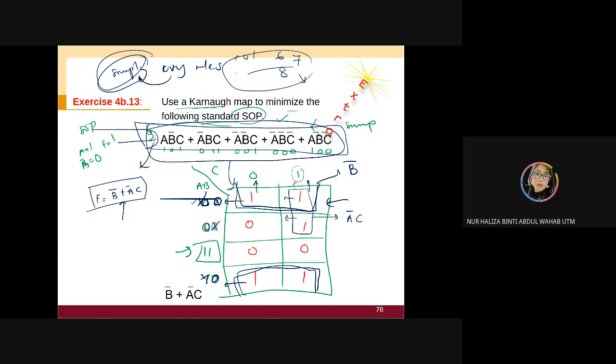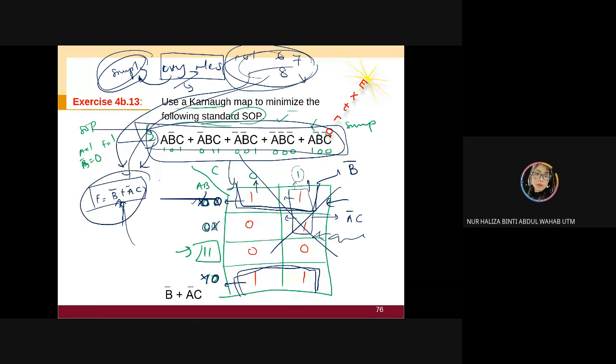But in terms of step by step, if the question asks you to use rules of Boolean or law or theorem, you need to show your step by step using all those rules. You can only check your answer using your Karnaugh map. You can draw it in your answer script, but it's not given any marks. This one you can use to guide you, using all the rules, to get your final answer.